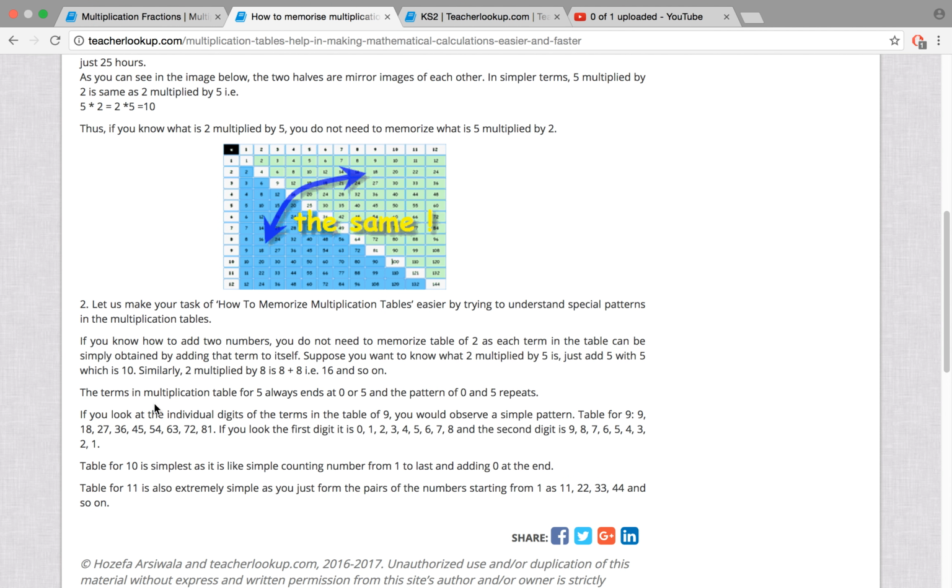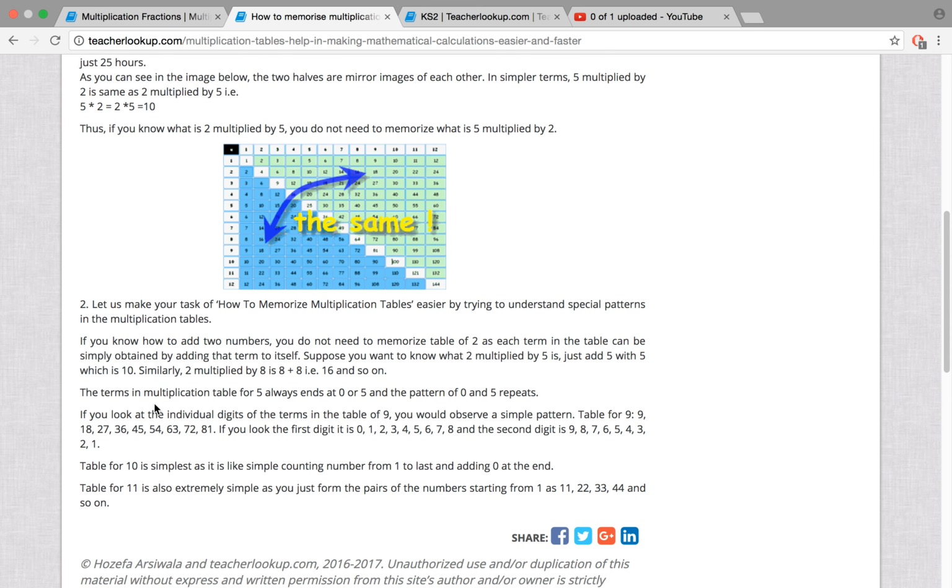Let us make your task of how to memorize multiplication a bit easier by trying to understand special patterns in the multiplication tables. If you know how to add two numbers, you do not need to memorize table 2, as each term in the table can be simply obtained by adding that term to itself.